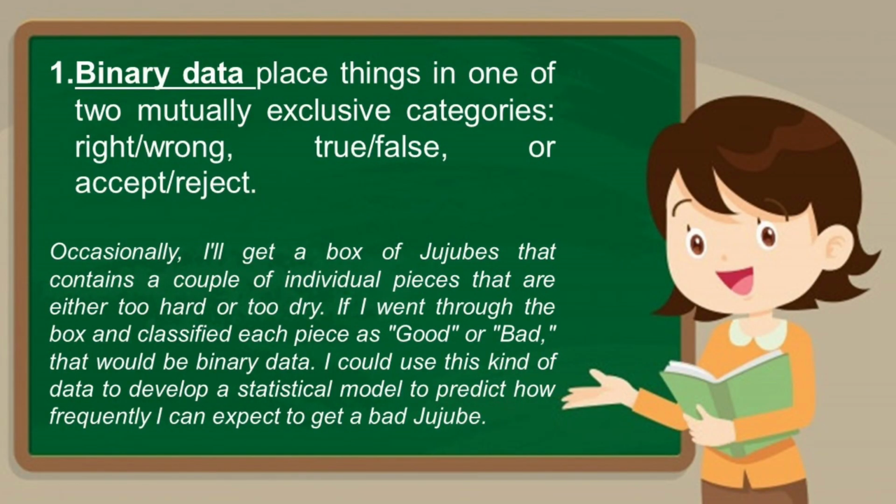Place things in one of two mutually exclusive categories. So, for example, right or wrong, true or false, or accept or reject. So, these are examples of qualitative binary data.